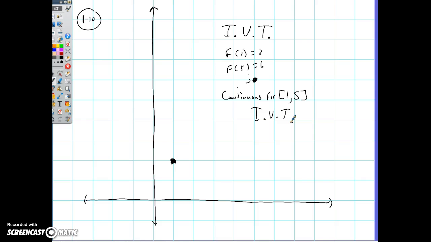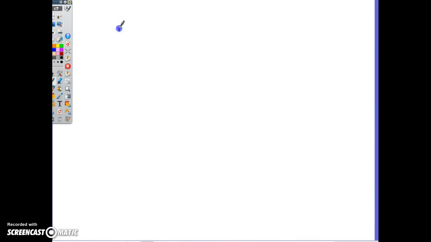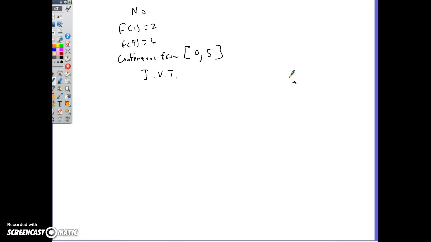And in this case, because the points are different, you would do this. You would write f of 1 is, let me do a different page. That was less confusing. I would write f of 1 is equal to 2. I would write f of 4 is equal to 6. I would write it's continuous from 0 to 5, right? IVT. Right? So my answer is no.